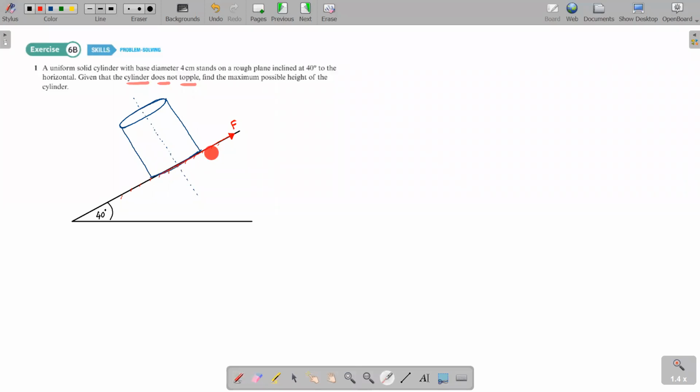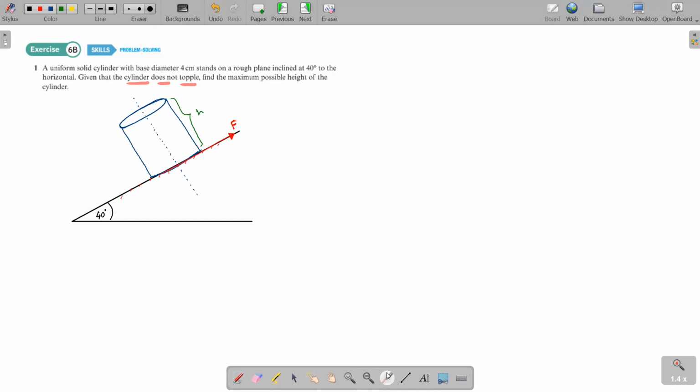All right, guys. So you can see that I'm now starting to mark all the forces. So I'm having friction definitely acting upward. So guys, in order to get the maximum possible height of the cylinder, you need to consider, we are going to create a right angle triangle here. At this point, we don't know this height. Our task is to get this height.